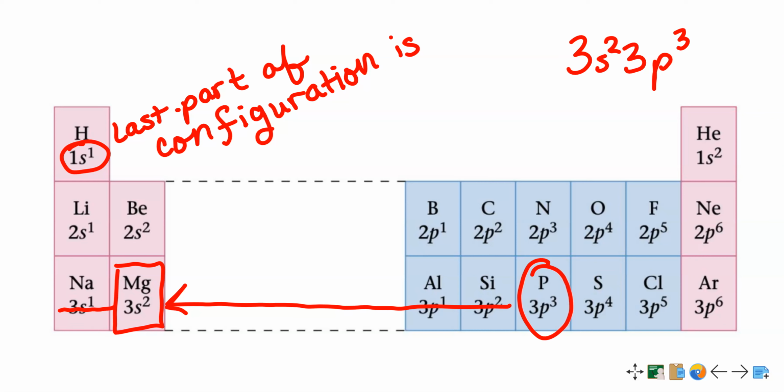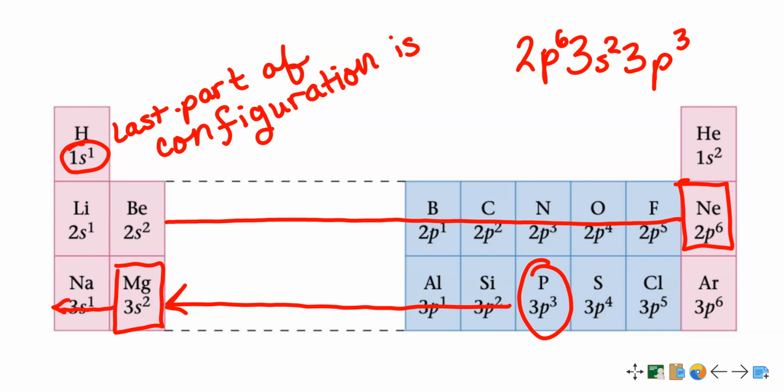I trace back. Neon was the last full one before magnesium. So I put 2p6. I know it's full because it says 2p6, and 6 is the most that it can hold. Trace backwards. Beryllium is the last full one before neon. So I put 2s2.